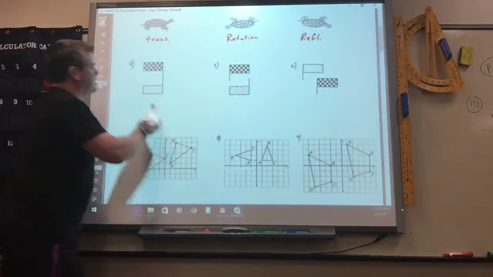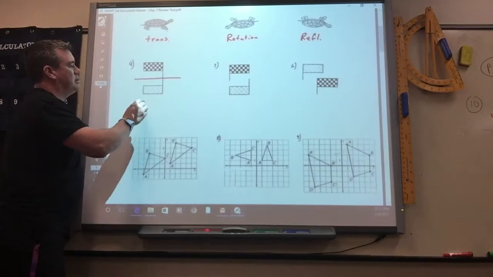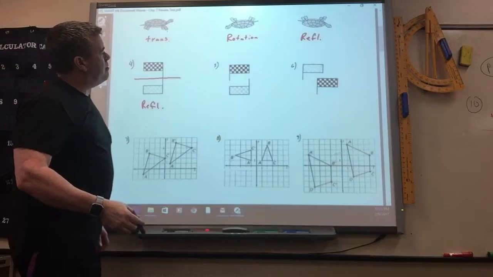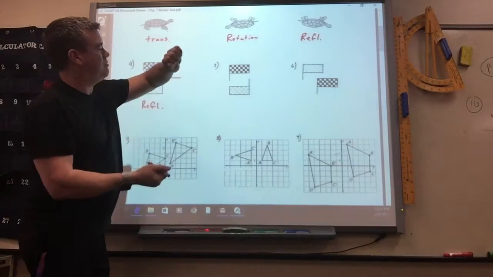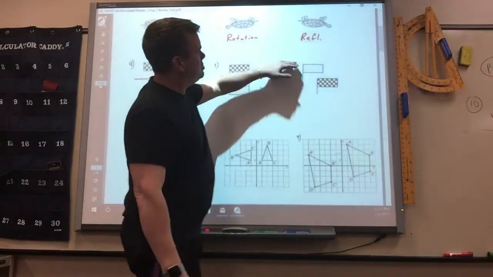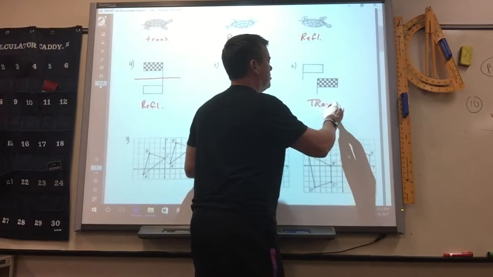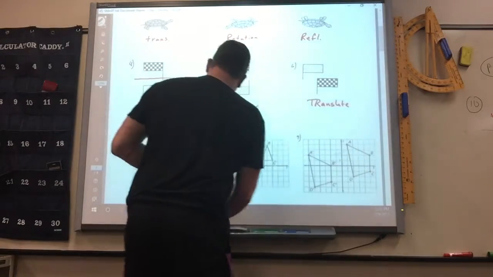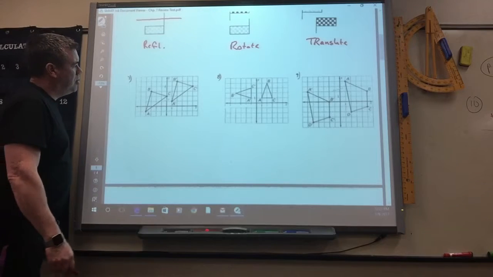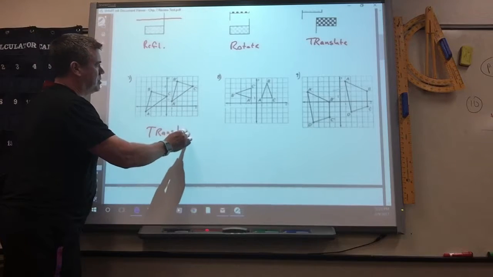Okay, four, it's supposed to look the same here. It just got faded. Same with all of these. So this would be a reflection. Five, rotation. If you turned your paper, it would look the same. This one is just a translation. Okay, number 7. Yep, it's just slid up, translation. I don't know why I keep putting the capital R.